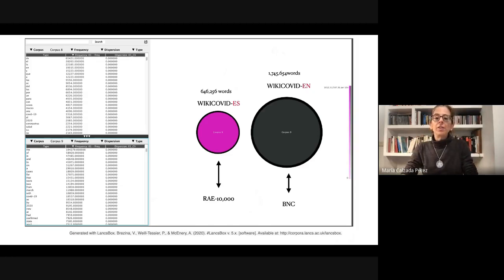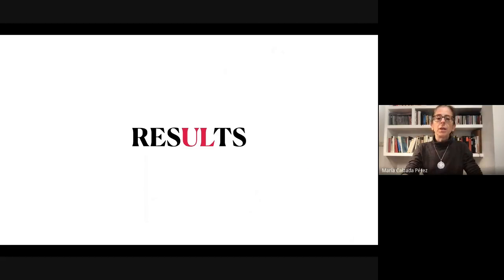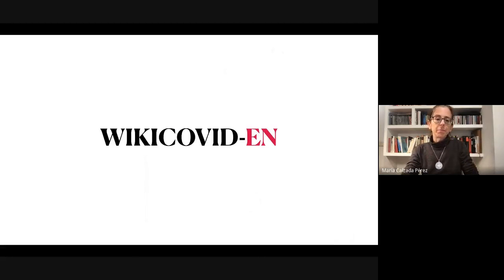Finally, what I've done is I've compared WikiCovid ES with a corpus produced by the Spanish Royal Academy of Language, and then I have also compared WikiCovid EN with a corpus that is called the British National Corpus, that is very, very important. And by doing so, I have produced lists of keywords. So here are the results.